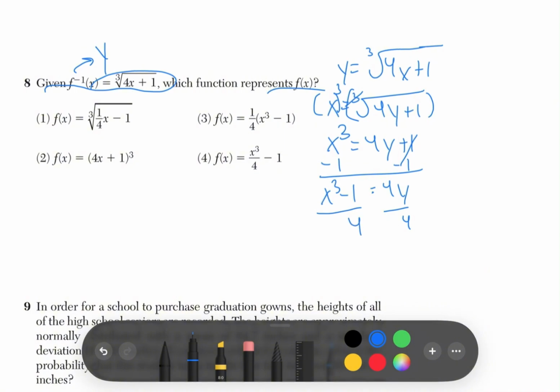Then we divide by 4 on both sides. And we get this. But none of the options look exactly like this one. So another way that we can do this is we can multiply by 1/4, because 1/4 is the reciprocal of 4. So we're going to get that y is equal to 1/4 x cubed minus 1. So our answer is 3.